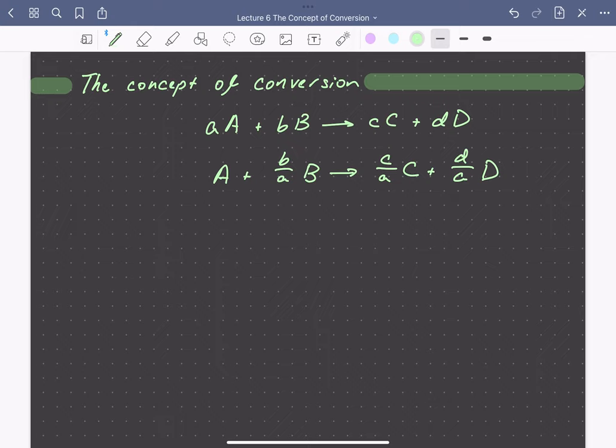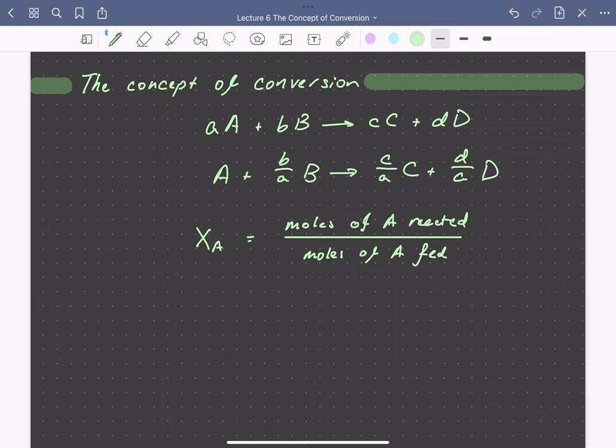So now we can ask the question, can we quantify how far this reaction proceeds towards the right? The conversion is a useful way of doing this. It's defined as the conversion of A is equal to the moles of A reacted divided by the moles of A fed. This is usually denoted X or X_A.